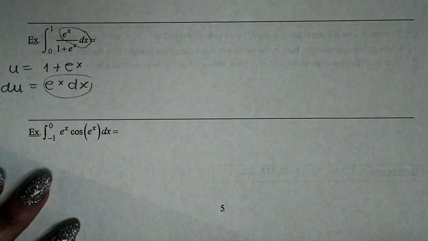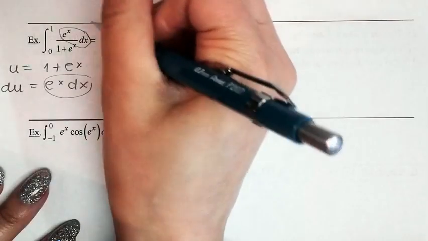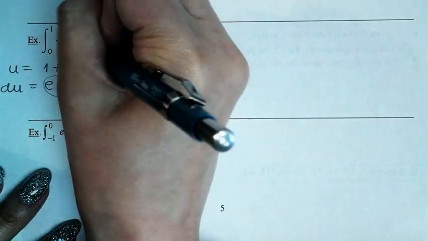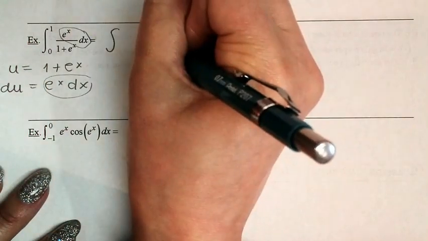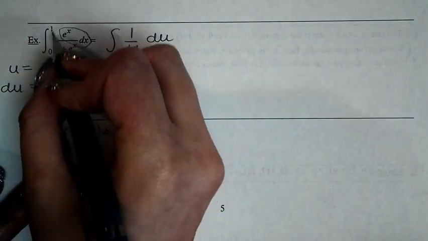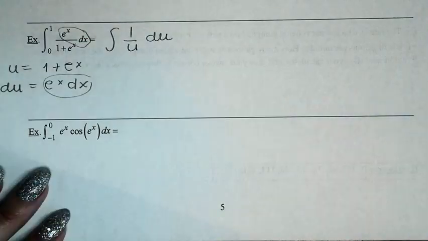Why? Because we can do u substitution. So far, instead of e to the x dx, you have just du, and you have 1 over u. Now, we do have limits of integration, so you need to change the limits of integration.